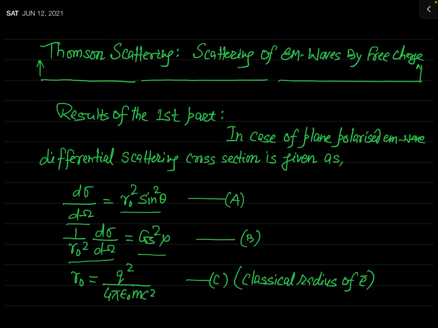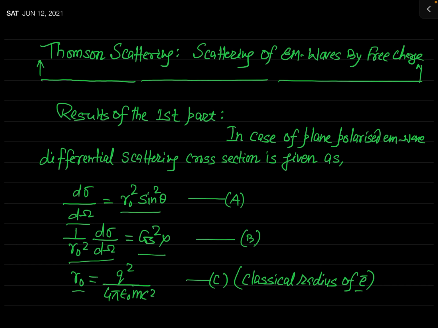In fact, here this r naught, which is equal to q square over 4 pi epsilon naught m c square, is actually the classical radius of our scatterer, that is, you can say electron or proton. I have mentioned here only electron, but in general you can say it is the classical radius of the charged particle which is responsible for this scattering, and phi is the angle of scattering.